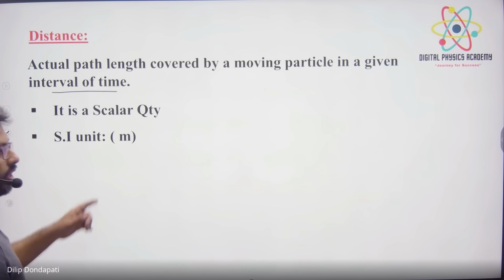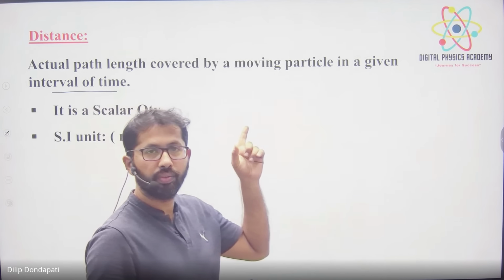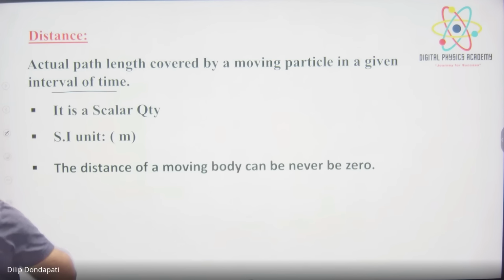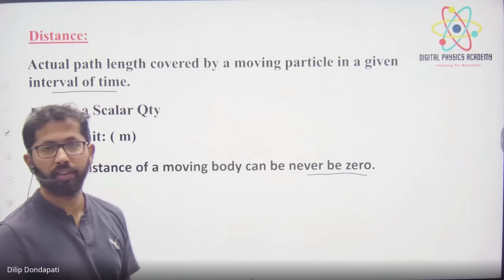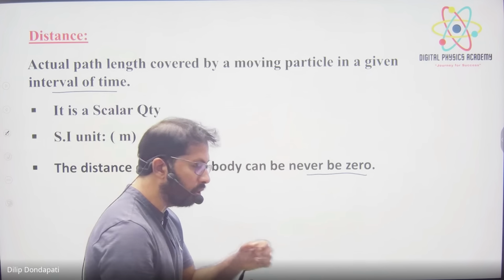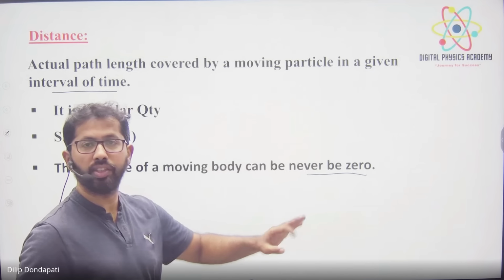And dimension-wise, how do we represent distance? It is L to the power 1. We represent it with L. So the distance of a moving body can never be zero. Right or wrong? Right. Because whenever an object is in motion, distance is compulsorily covered. It is not zero. Copy down.